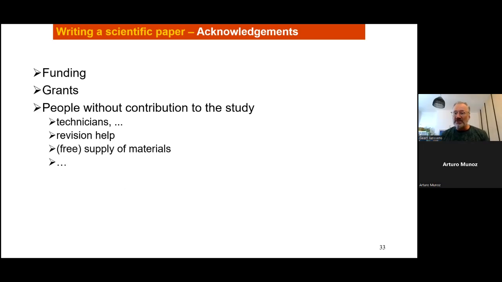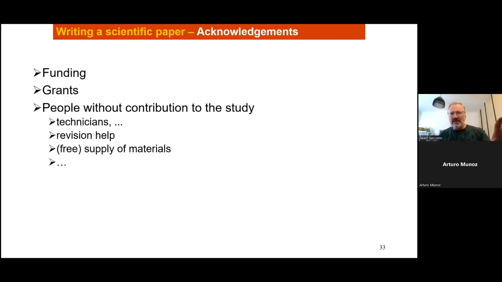You have to mention where you got the funding from, the grants, but also people that contributed to the study. So not everyone should be a co-author. A technician is typically not a co-author. Somebody who helped with revising, and it can be very interesting to mention that.